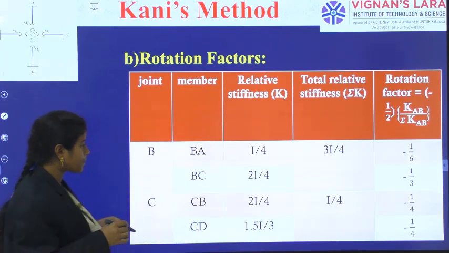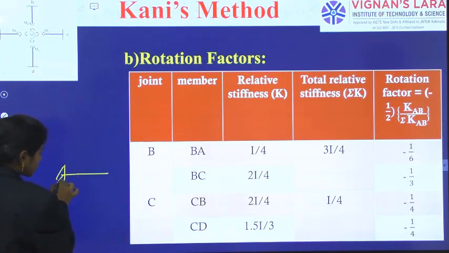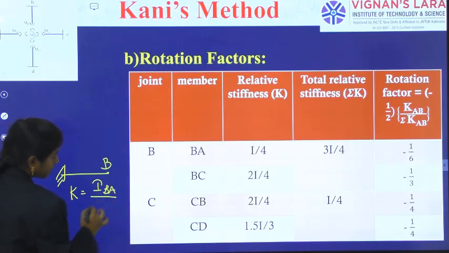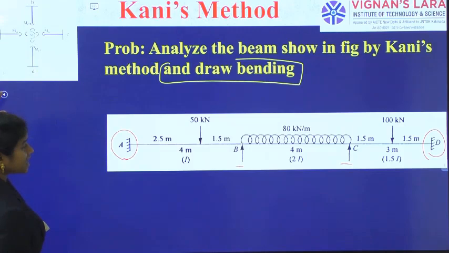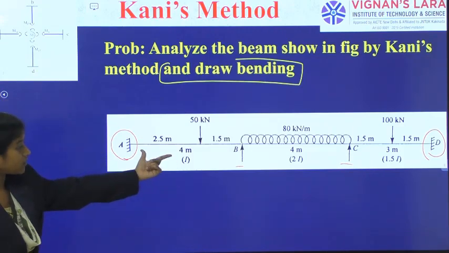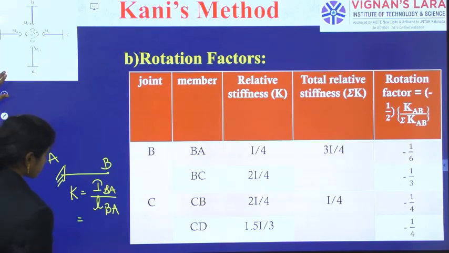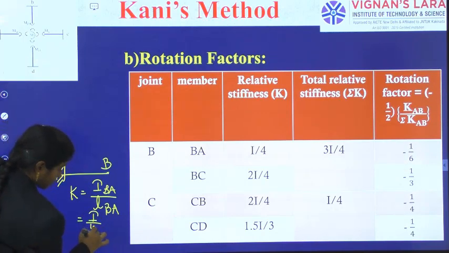So from B towards A, I have observed fixed D. The corresponding relative stiffness K is equal to moment of inertia of BA span by length of BA span. Moment of inertia of the BA span, how much have they given? That is I only. Length of BA span is 4. So I by 4.